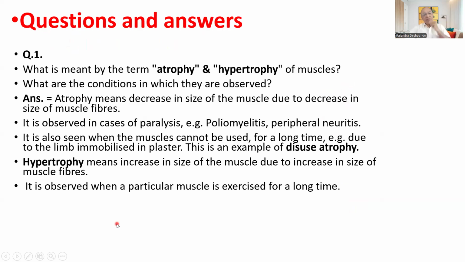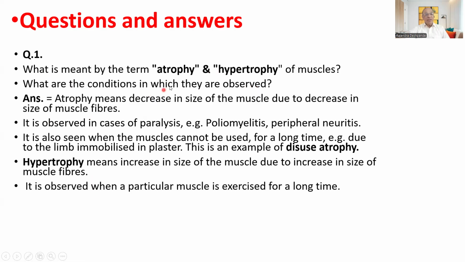Now, what can be the questions asked during the examination in this particular practical motor system examination? So he will ask the examiner, what is meant by atrophy and hypertrophy of the muscles?